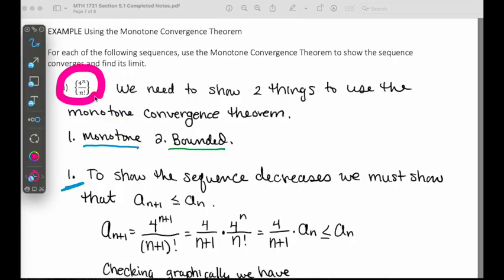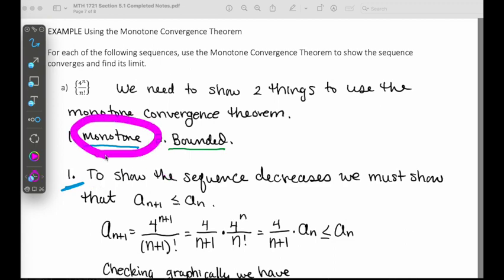First, we're going to prove that the sequence 4 to the n over n factorial converges, and then we're going to take the time to figure out what that limit is. If we're going to use the monotone convergence theorem, we need to show two things: that it's monotone, and that it's bounded. If we can show those two things, then by the monotone convergence theorem, the sequence converges. Okay, so the first thing we're going to show is that it's monotone.